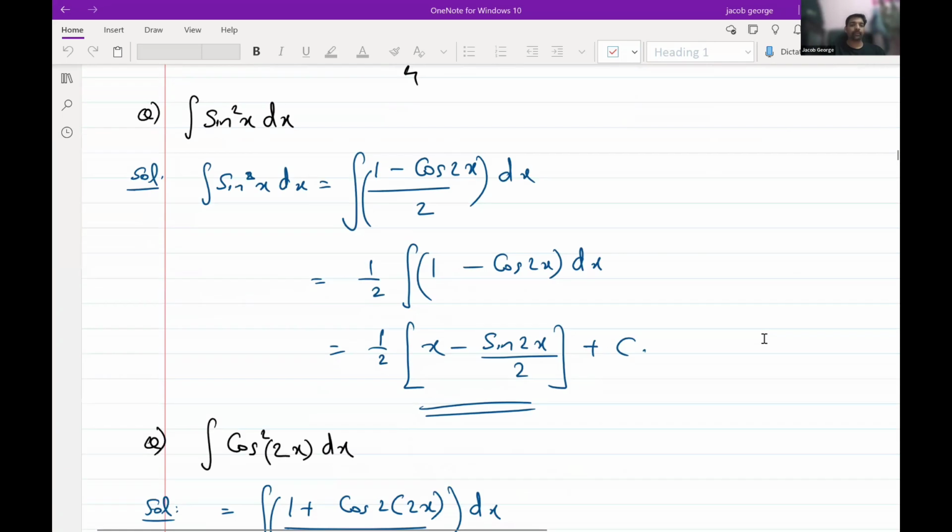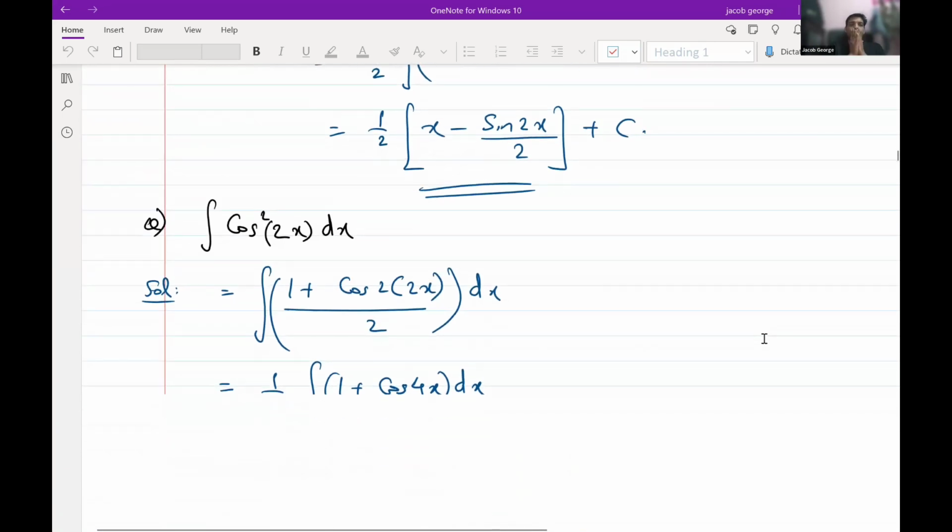Next, cos square 2x. Cos square 2x is 1 plus cos 2 into 2x. Cos square a is 1 plus cos 2a. Then here also 1 by 2 can be taken outside. Integral 1 dx is x. Integral cos 4x is sin 4x by 4. Okay, this way, with direct substitutions, whether it is sin square, sin cube, cos square, cos cube, we can easily do it.